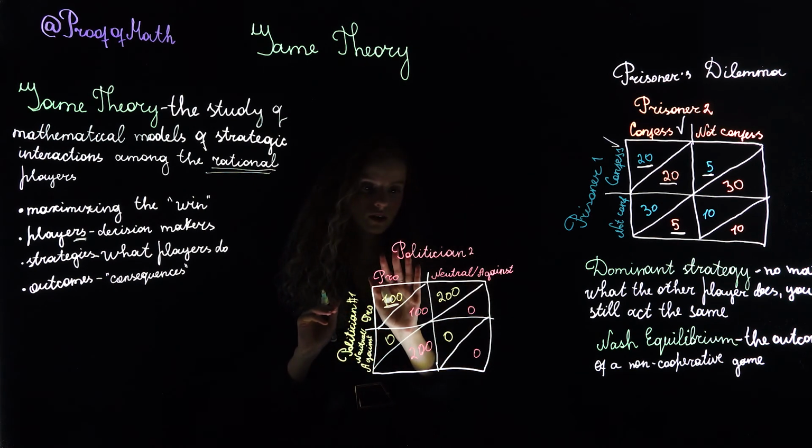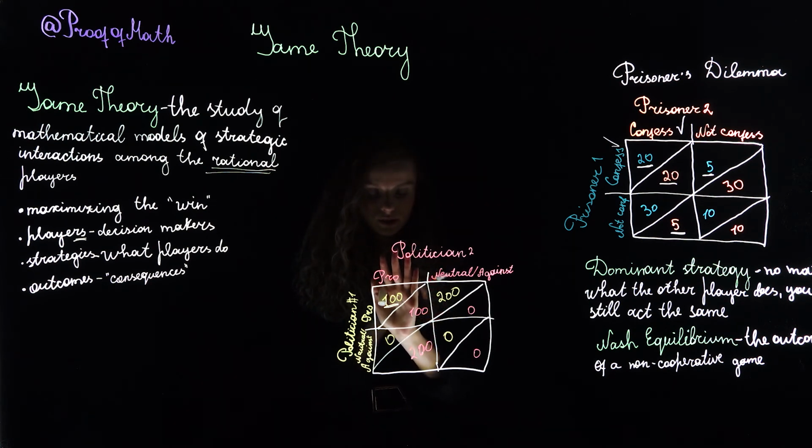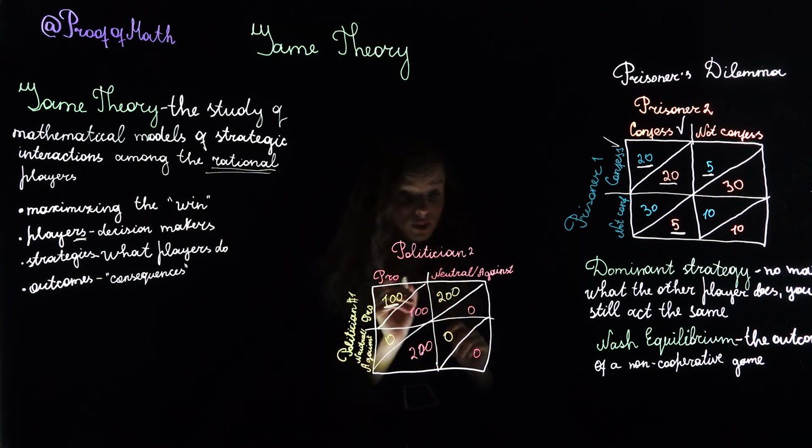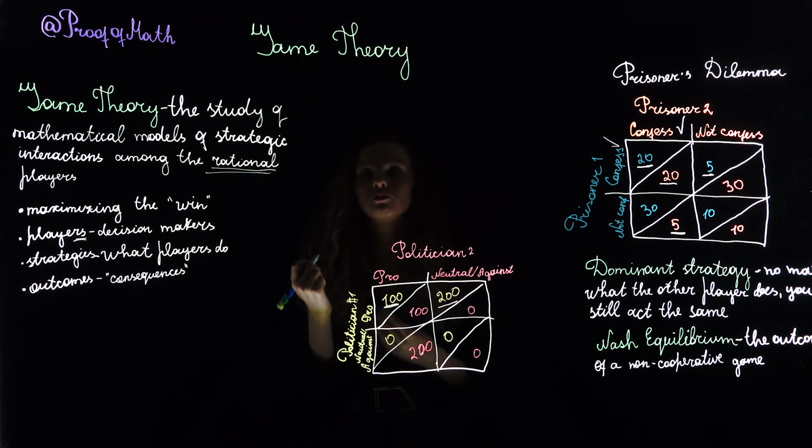Let's do the same thing if politician number 2 chooses not to be pro-Bitcoin. So politician number 1 has a choice. If he wants to be pro-Bitcoin, he's going to get 200 votes, 200 attention, whatever, or stay neutral and get 0 attention. Of course, he wants to be pro-Bitcoin. Politician number 1's dominant strategy is to be pro-Bitcoin.